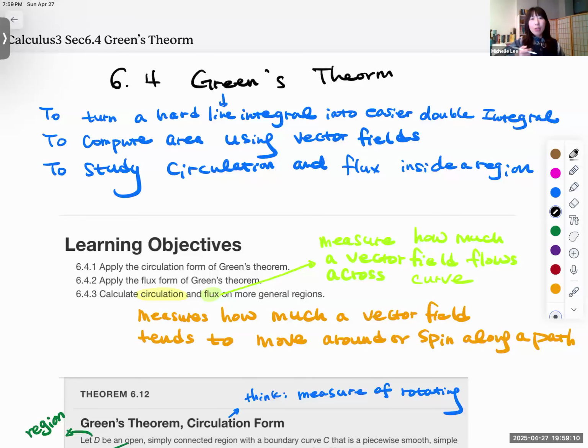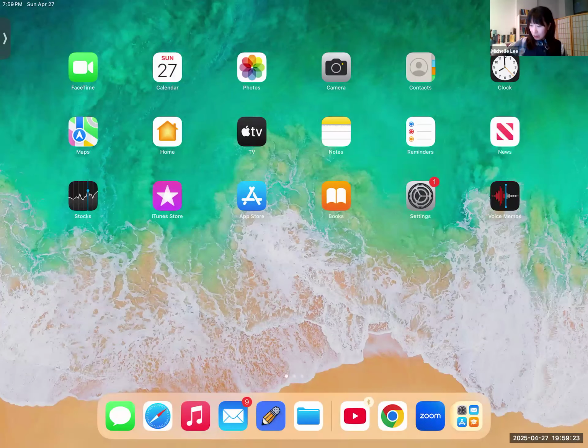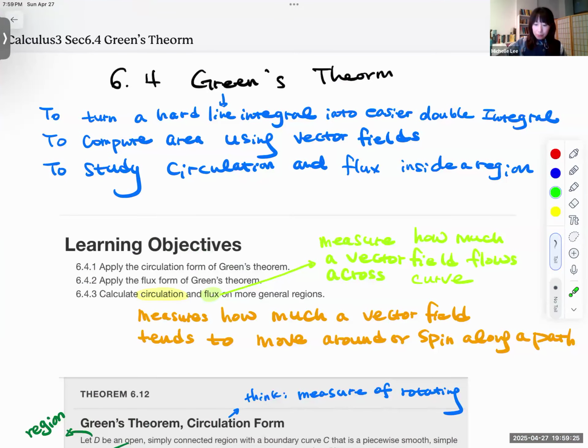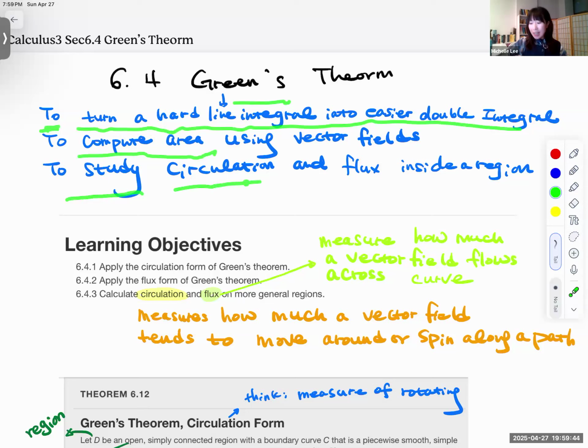Hello everyone. Today we are going to learn 6.4 Green's theorem. So when do we use Green's theorem? In order to turn hard line integrals into easier double integrals, we are using Green's theorem. And to compute the area using vector fields and to study circulation and flux inside the region.